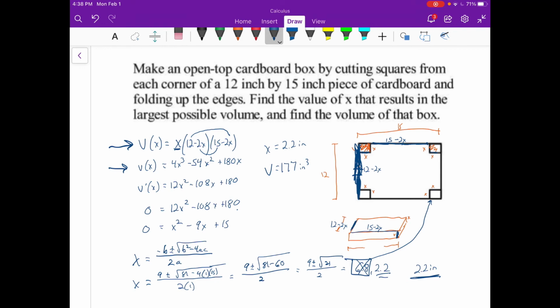To find maximums and minimums of functions, we can take the derivative, set it equal to 0. And in this case, we do want to check our answers to make sure they make sense.